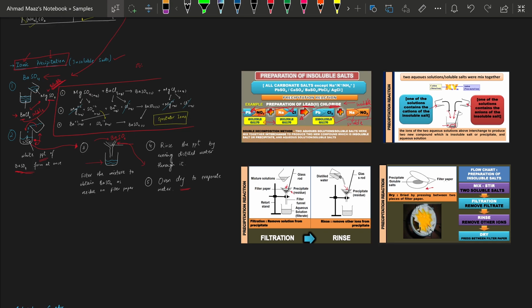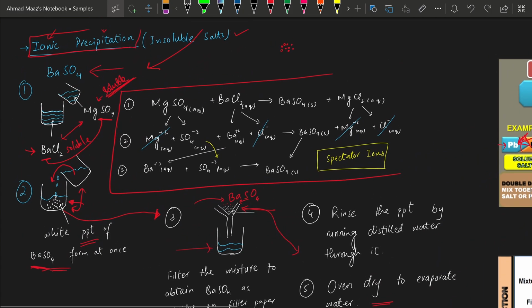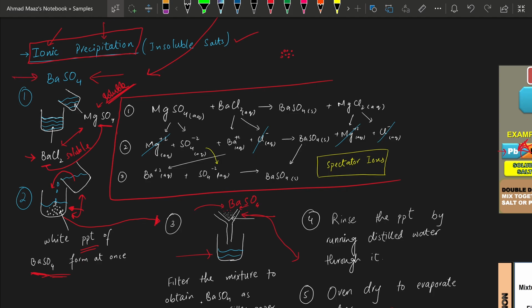So a quick recap of ionic precipitation for insoluble salts before we move on. For example, we need to prepare crystals of barium sulfate. What we'll do is take a solution which has barium ions, for example, barium chloride. It has to be soluble in water, and we'll take another solution which has sulfate ions, and in this case we took magnesium sulfate. We'll mix these two solutions together, and we'll get barium sulfate, which is an insoluble salt.